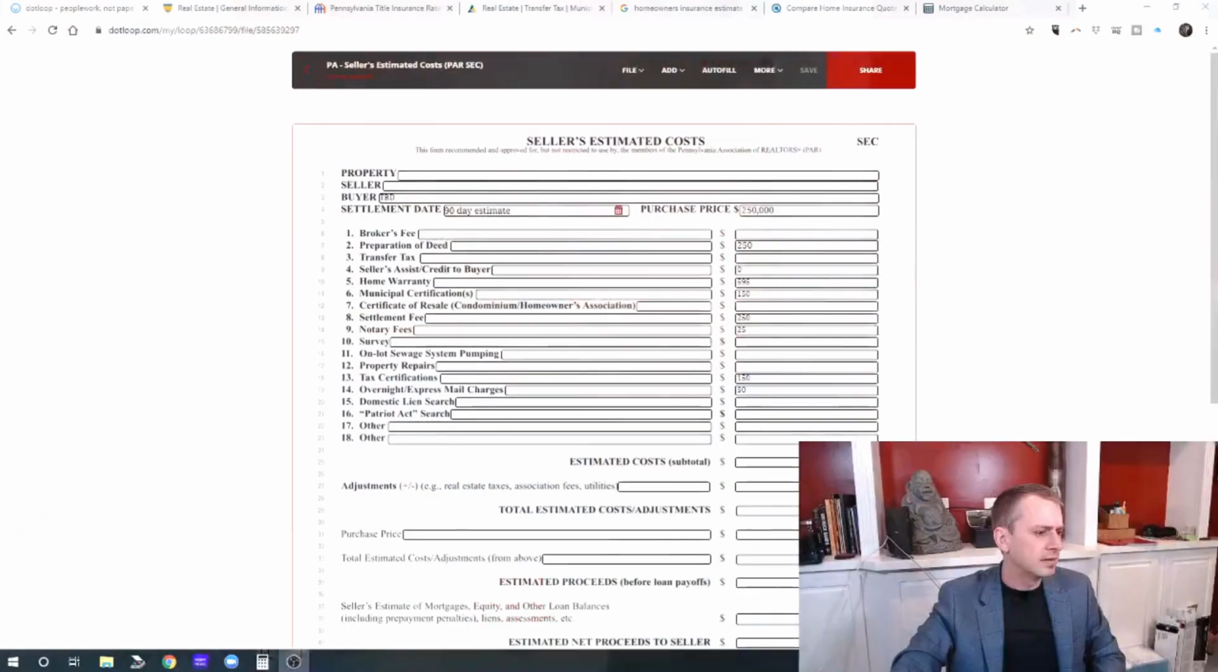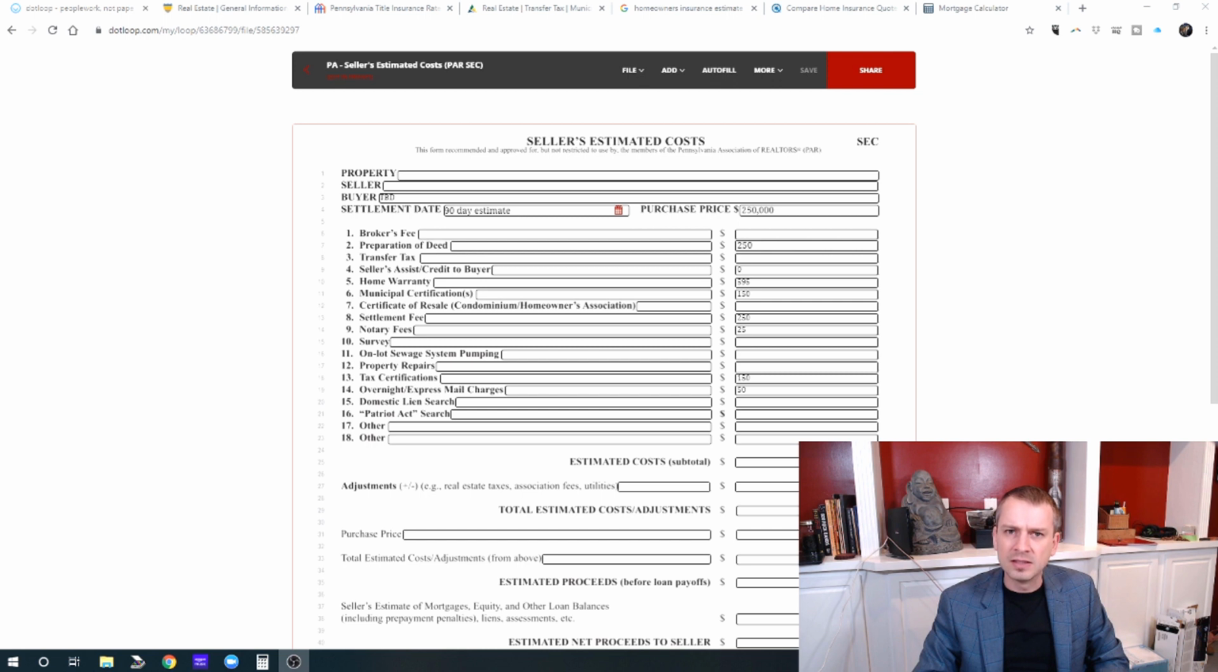We are going to look at a seller's estimated cost sheet, and this is going to be an example of what a real estate agent would prepare for a seller client. You would want to prepare this at the listing presentation as well as when you receive an offer and or negotiate a different price than the offer that you've received. So there's a lot of times that you'd be editing something like this.